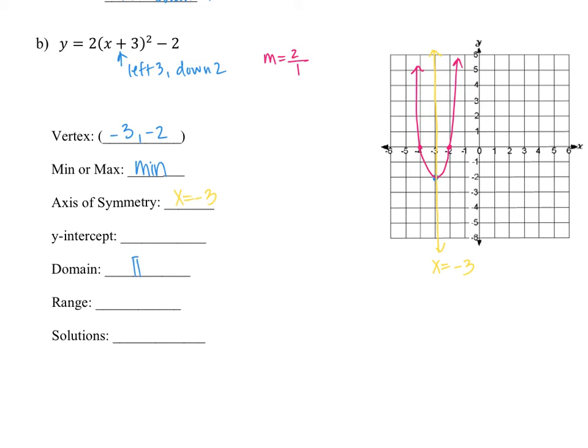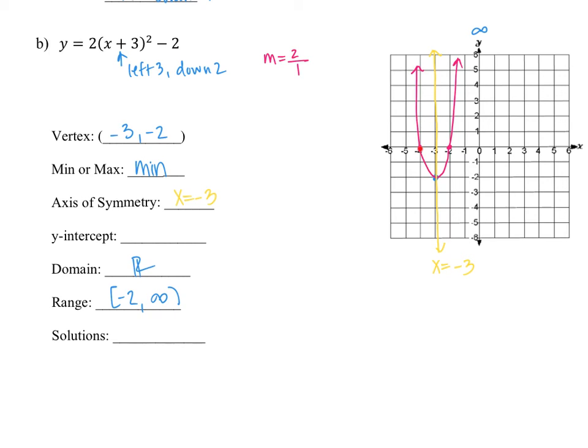Domain is always all real numbers. Notice how the parabola points left and right. The range here, the lowest y value here is negative 2, but it's pointing up, so it's going to positive infinity. So it's going from negative 2 with a bracket, because it actually hits it there, to positive infinity.